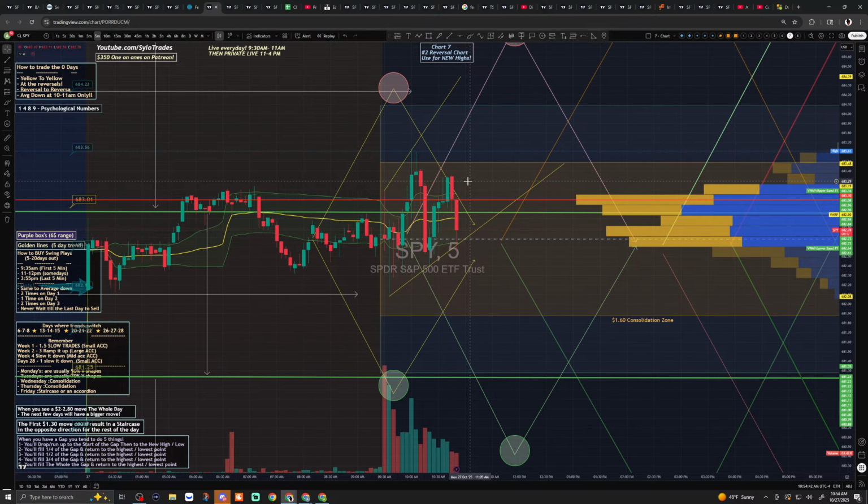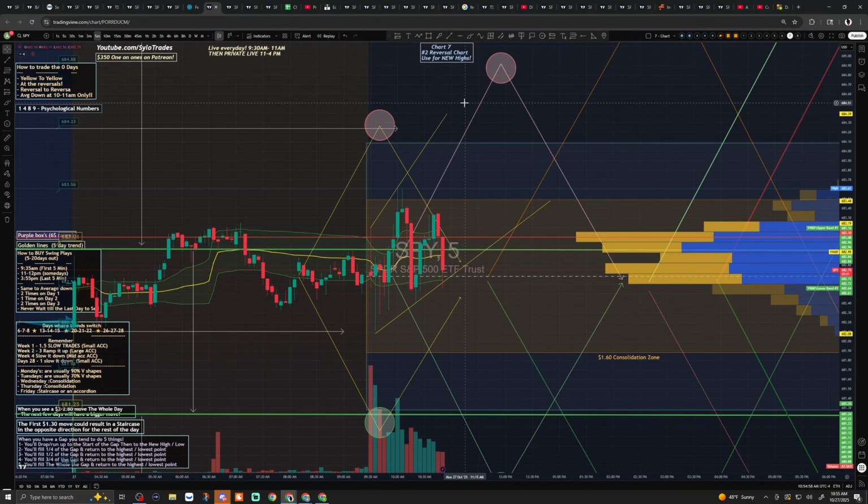I bought another one right there at the bottom, right on the dotted line, right around the wedge that we just created a few minutes ago. Okay, so this is going to be our 6th trade. We still have a couple minutes here.